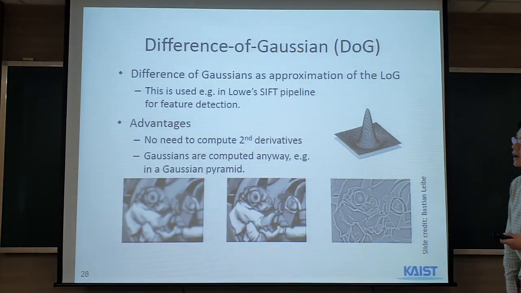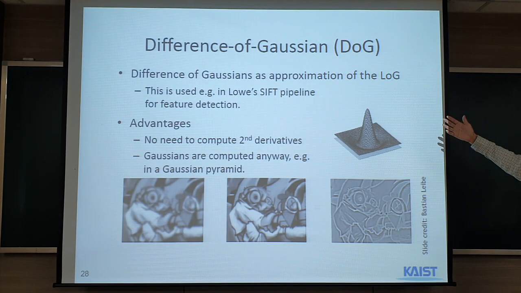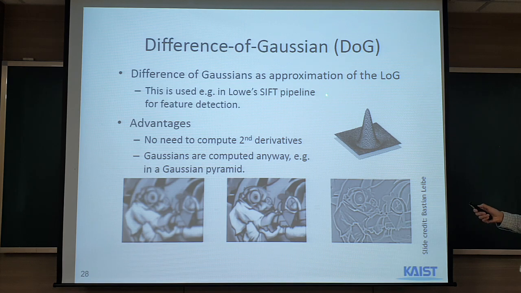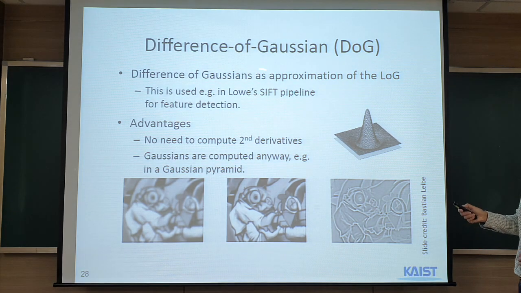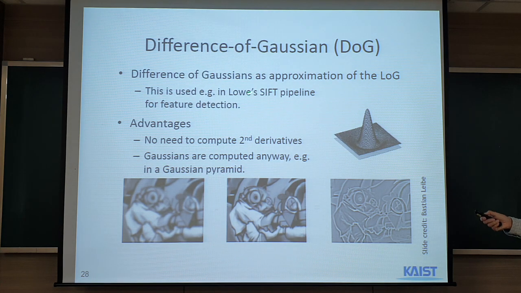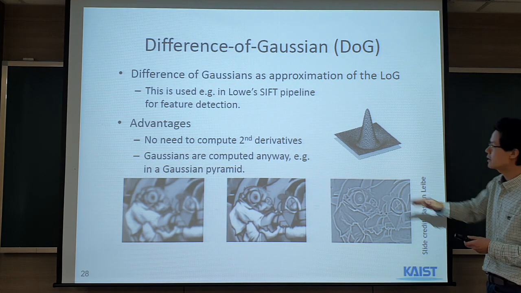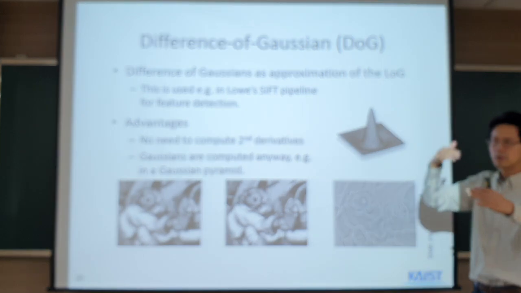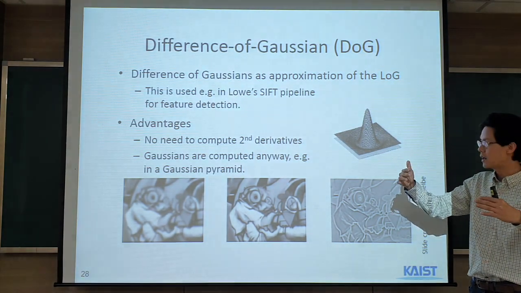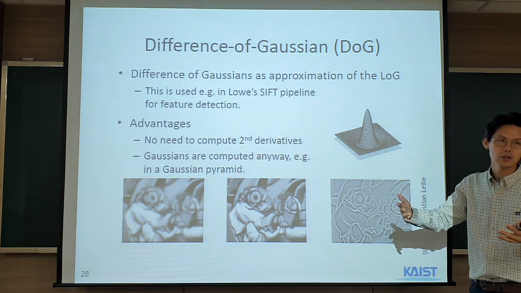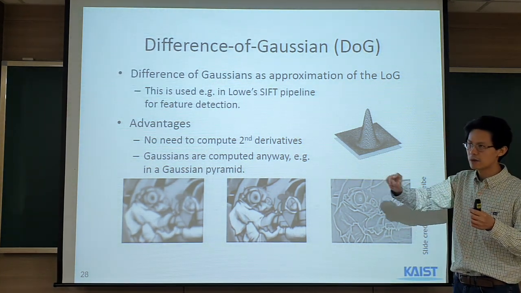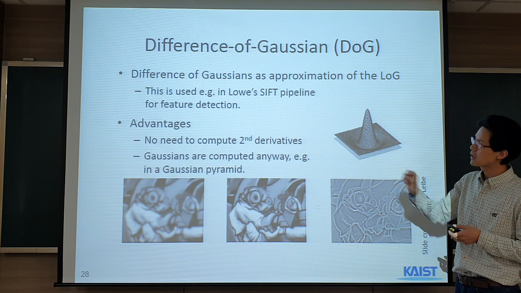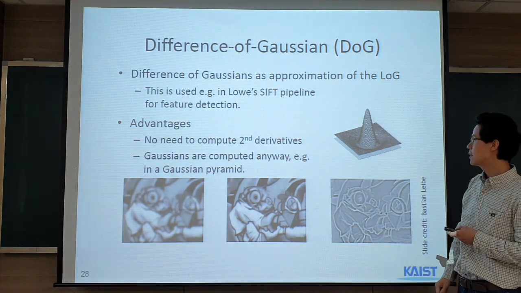That's the main idea. There are a lot of benefits of using DOG. The DOG as an approximation of LOG is used even in the SIFT pipeline, which I will talk about later on. The main benefit is that we don't need to compute the second derivative. Also, given this image, we need to compute the different levels of the image filtered by the Gaussian anyway. So the different levels of Gaussian on the image are already available, and by taking the difference we can compute the DOG very efficiently. That's the main benefit of using the DOG.